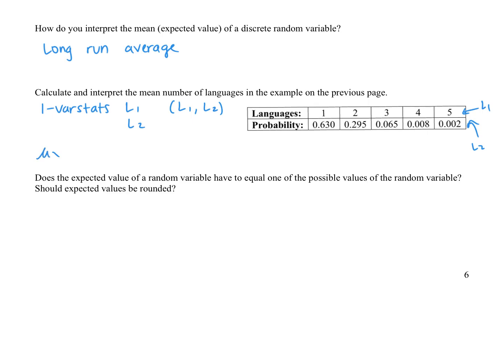So I would expect on your homework, you're going to show the formula. You're going to show a substitution. So one language, 0.630 plus ... show the last one. And then you would show it's about 1.457 languages. We're not going to interpret, or all I'm going to say it, I'm not going to write it. Something like in the long run, if you were to choose a bunch of students and ask how many languages they speak, the average number would be about 1.5.